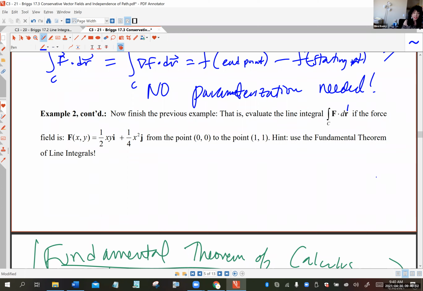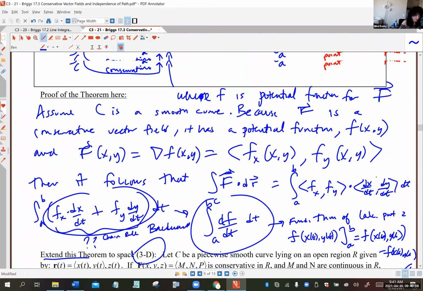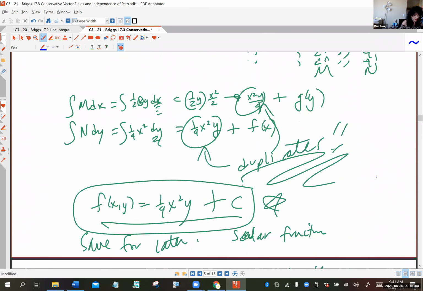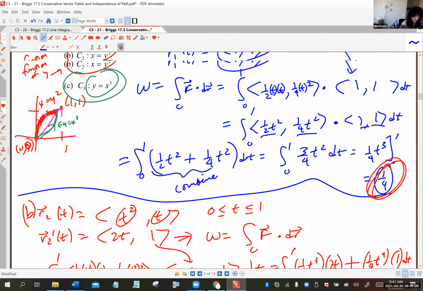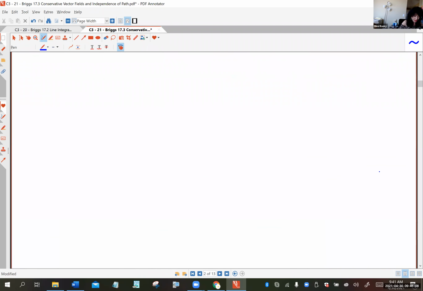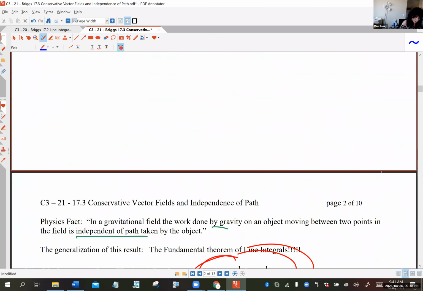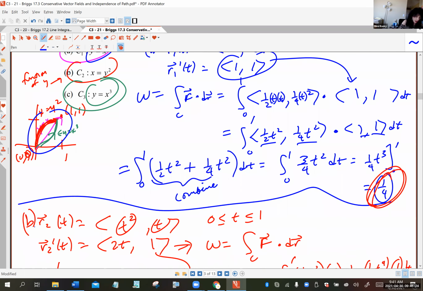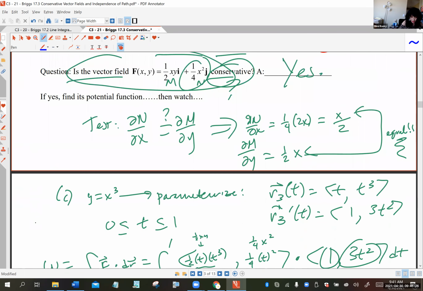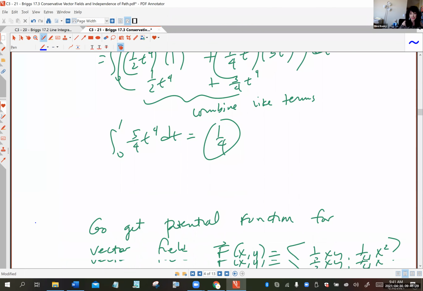Now, we're going to do the previous example all over again. What? Oh man, what do you mean? So what do I mean by example 2 all over again, which took us forever? We did example 2 three separate times, for 3 different paths. But the common denominator with all those paths was they each had the same beginning point, (0, 0), and the same ending point, (1, 1). And we had to parameterize 3 times. We got 1/4 every time, though.